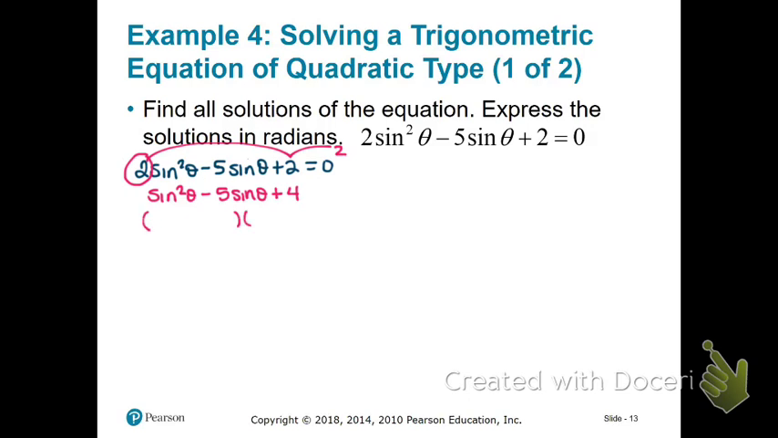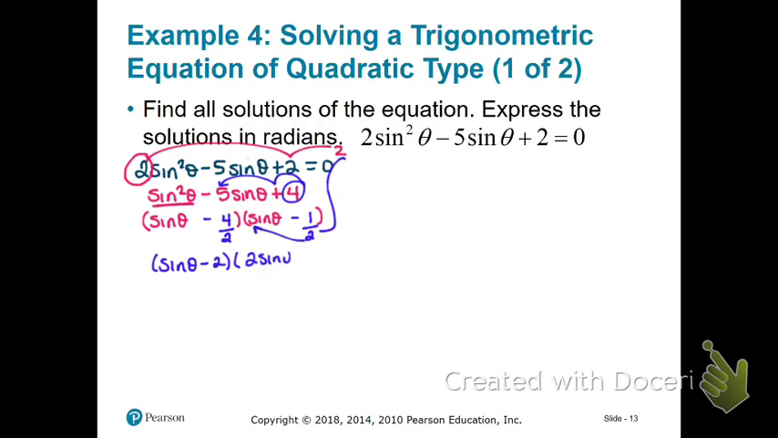So now we have a simple trinomial. We know our first term is going to multiply to sine squared, so sine times sine. And our last 2 numbers have to multiply to 4, but add to become a negative 5. So 4 and 1, and they're both minus. So don't forget to bring your 2 back. And so we got sine of theta minus 2 times 2 sine of theta minus 1 equals 0.